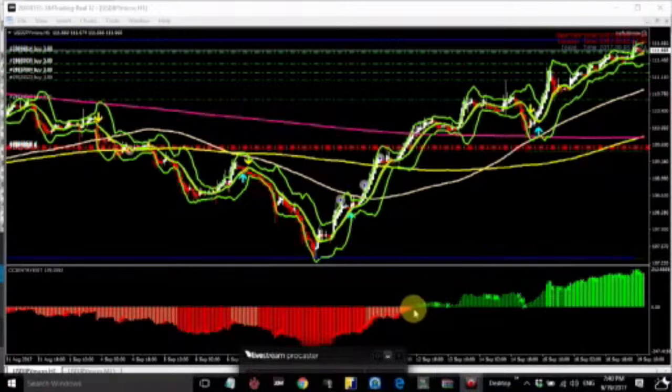When you see this CCI above this zero, it's telling you that the price is above this 200 moving average. And look here, when this CCI is below this zero, it's telling us that the price has crossed below this 200.